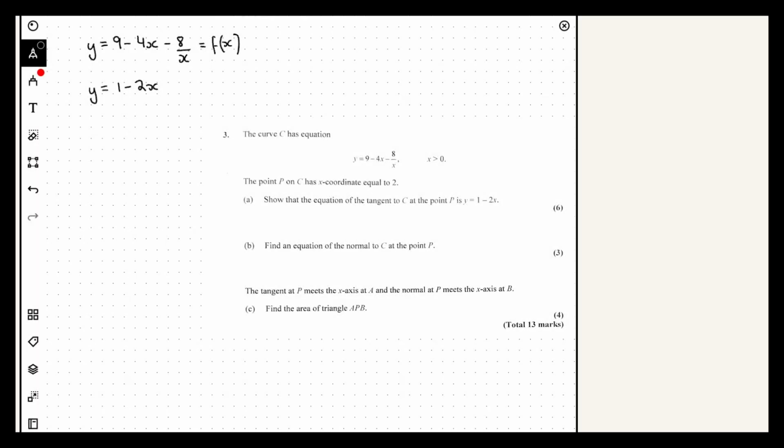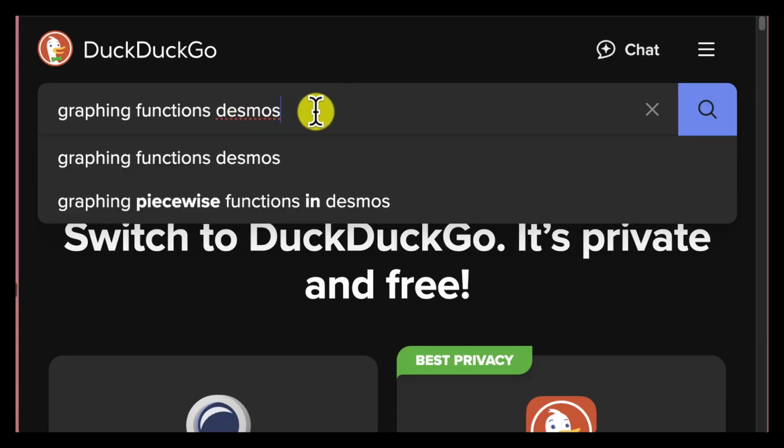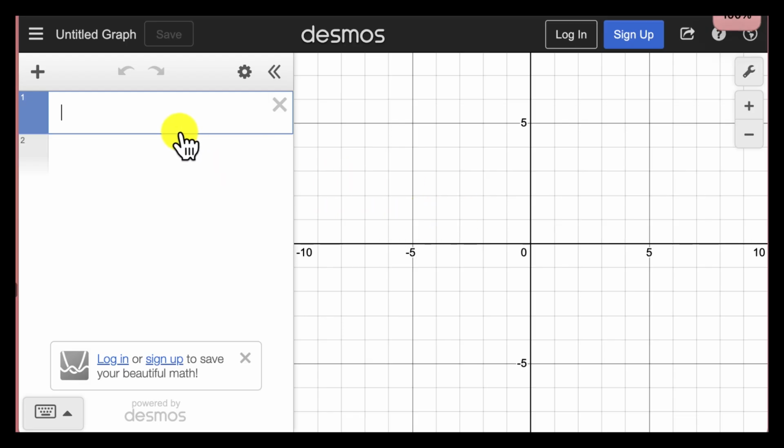So what I can do is I could draw this function here using my knowledge of graphing. But in this case, I think I'm going to use a graphing package. My search term would be something like graphing functions, and Desmos is a pretty good free graphing package. You could use GeoGebra as well. And what I would do then is enter these functions.